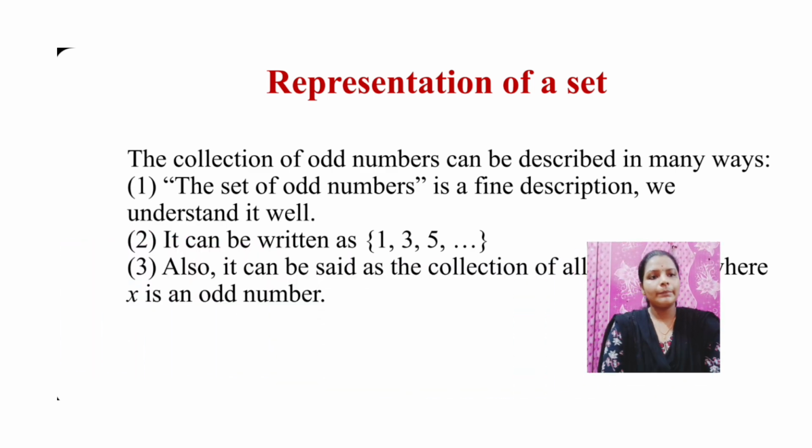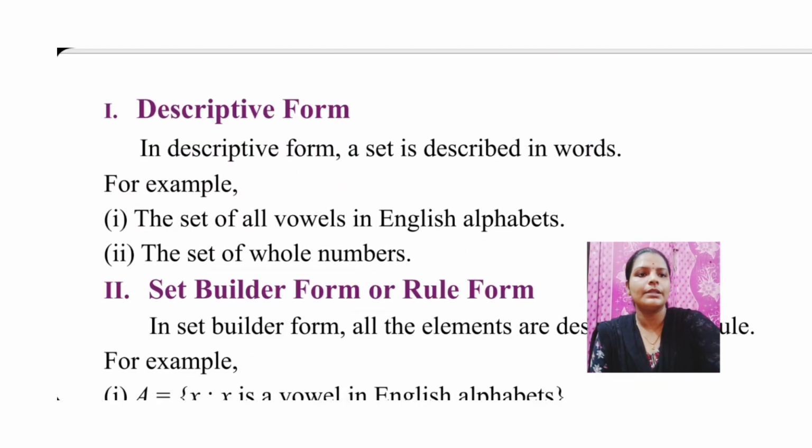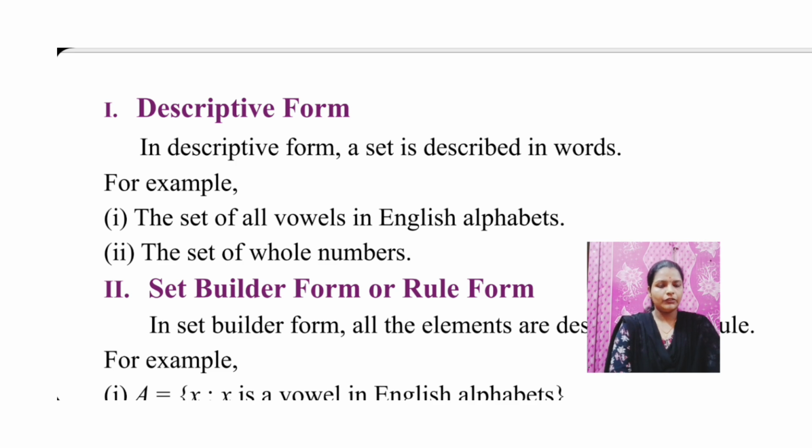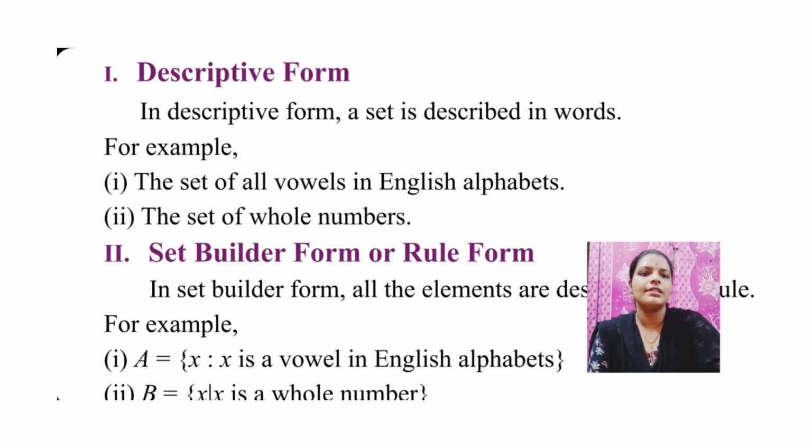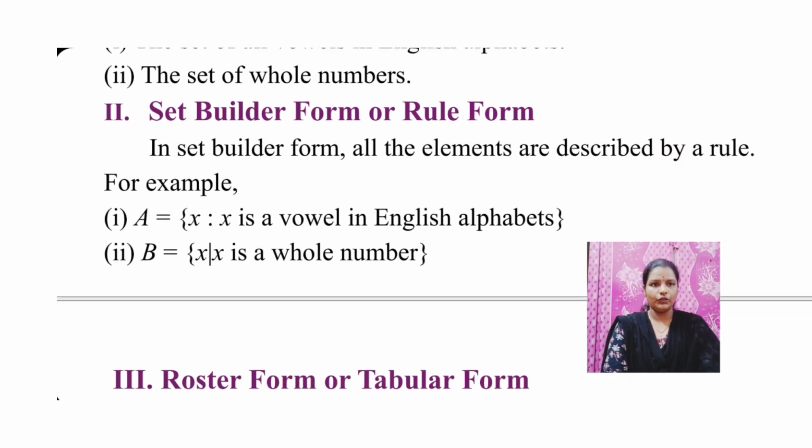Next, representation of a set. We can represent a set in three different ways. First, descriptive form. In descriptive form, a set is described in words. For example, the set of all vowels in English alphabets, the set of whole numbers. Next is set builder form or rule form. In set builder form, all the elements are described by a rule.